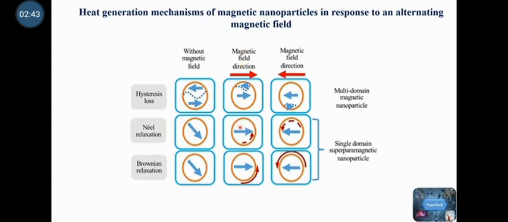Next is Brownian relaxation, which refers to the frictional heat generated from the physical rotation of particles within a supporting medium when the particles attempt to realign themselves with the changing magnetic field. This results in the formation of heat. Hyperthermia can lead to cell death via modulation of various cellular processes. One of the disadvantages is the lack of specificity toward malignant cells compared to healthy tissue.